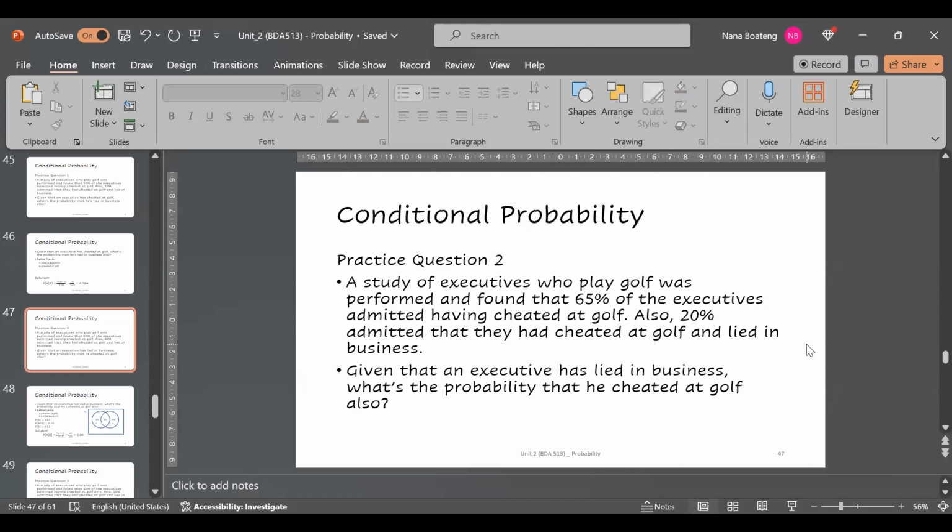Okay. So, looking at the question, in defining the statement, the first one, playing golf will be the first statement, which is the 65%. And then the 20% will be the given that. So the intersection will be 0.2, which is the 20%, divided by the given, which is also 20. So the probability will be 1. So given that an executive has lied in business, the probability will be 1.